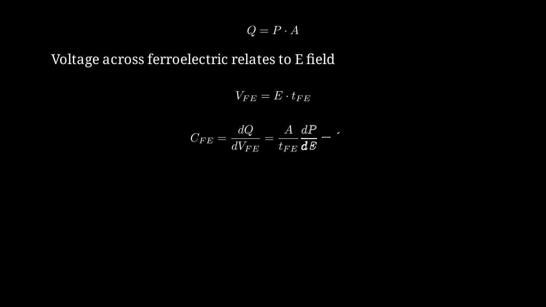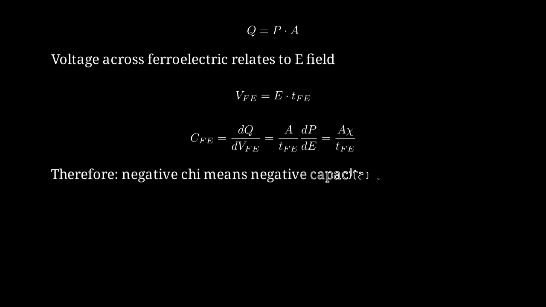The ferroelectric capacitance equals dQ by dVFE, which equals A over TFE times dP by dE, giving us chi over TFE. Therefore, when chi is negative in the unstable region, we get negative capacitance. If chi is less than 0, then CFE is less than 0, giving us genuine negative capacitance.